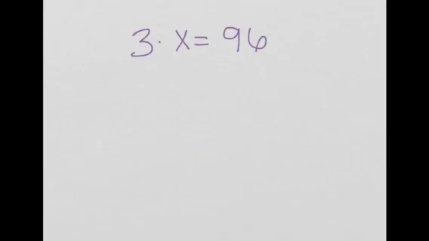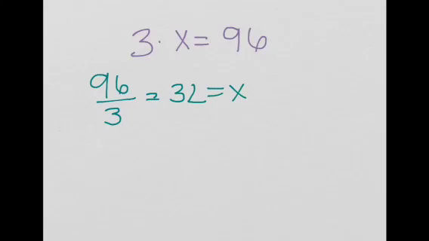Now let's do one more example. So we have 3 times x is equal to 96. Again, we're going to use inverse operations as we did on the previous problem and do 96 divided by 3. Well, 96 divided by 3 is equal to 32. Okay? And we all know that 32 is equal to x.